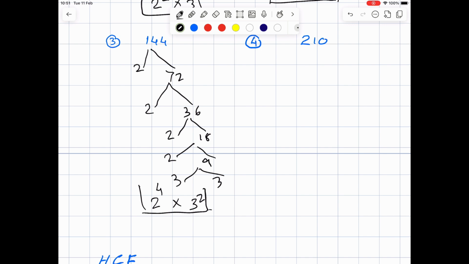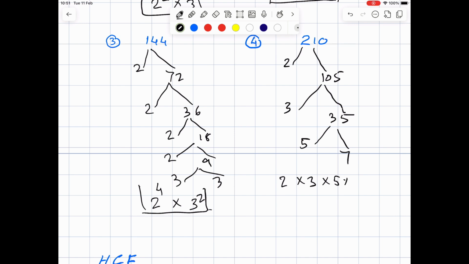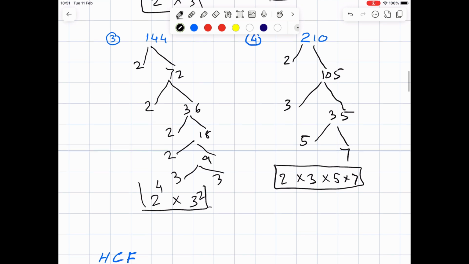Now let's look at 210. 210 is also an even number. We divide by 2, which gives us 105, and then 105 divided by 3 gives us 35. 35 can be divided by 5 and gives us 7. So the prime factors of 210 are 2 times 3 times 5 times 7.